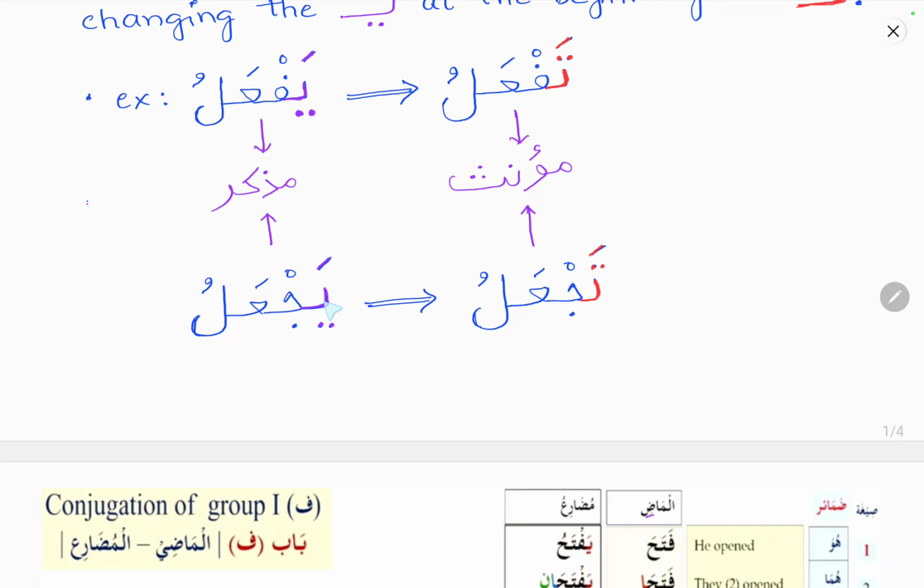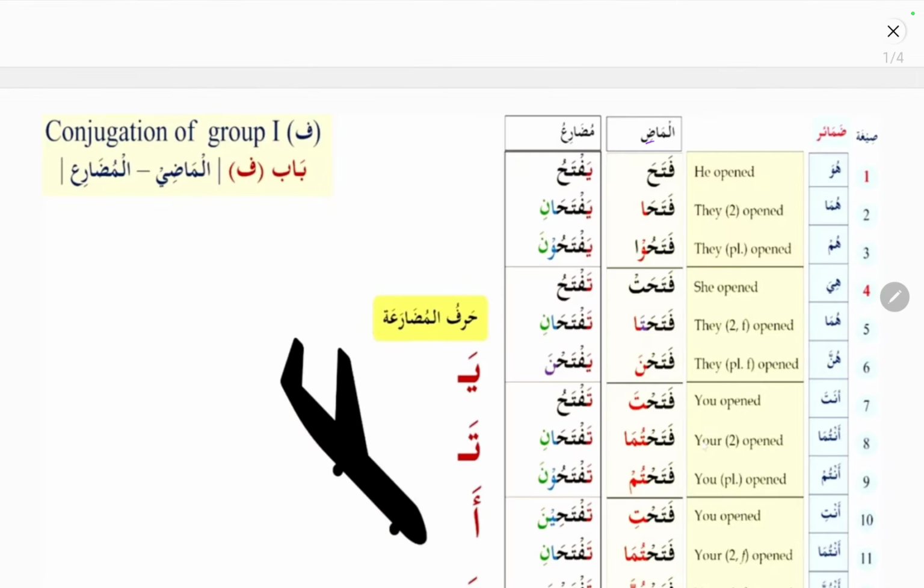So here the ya, which is the sign of fe'lul mudari, when this ya is changed into ta, then the masculine state is converted into the feminine state. So yaj'alu is in the masculine state, the muzakkar state, and taj'alu is in the muannas state, the feminine state. The conjugation of verbs we will be dealing with separately in the next class.